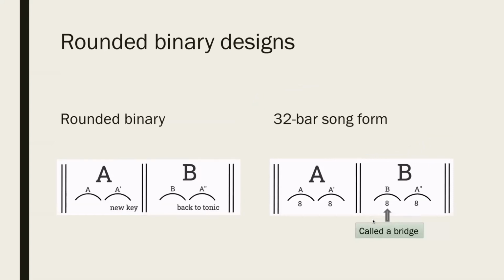Finally, the last set of terms I want to give you are really a variation on rounded binary. It's a type of rounded binary. It's called 32-bar song form. This is one of the oldest forms that we have, and it's a very specific kind of form where you have 8 bars, 8 bars, 8 bars, 8 bars, and then what is sometimes called the middle 8 or a bridge is the contrasting material. And so that's a very specific type of rounded binary form that happens enough that we want to have that term available to us.